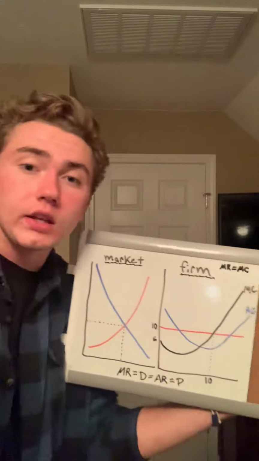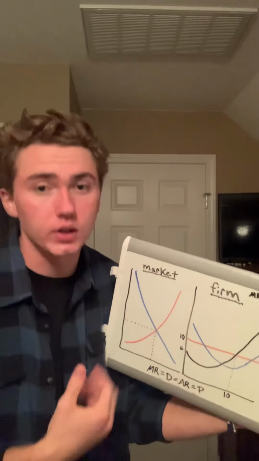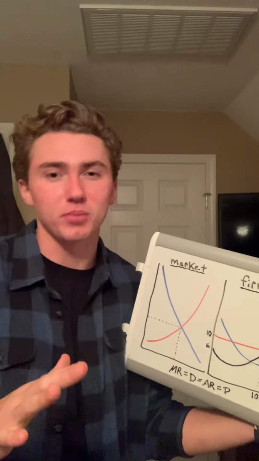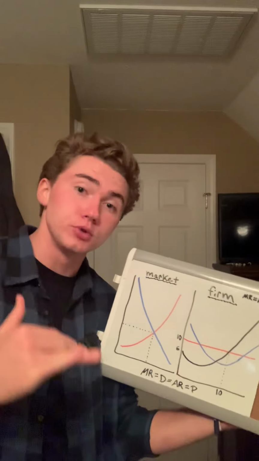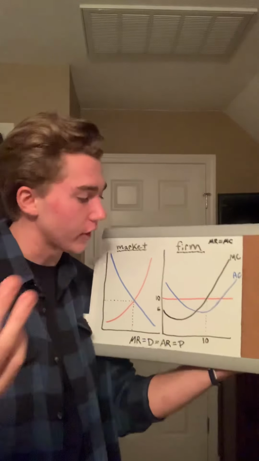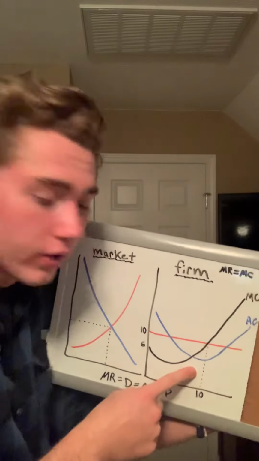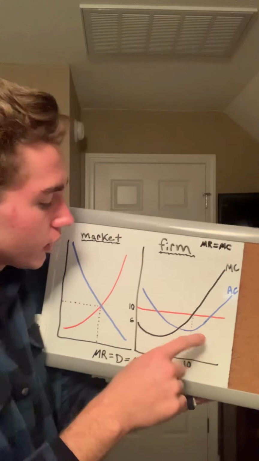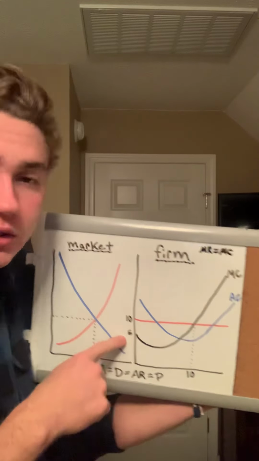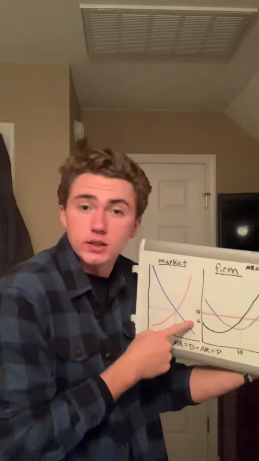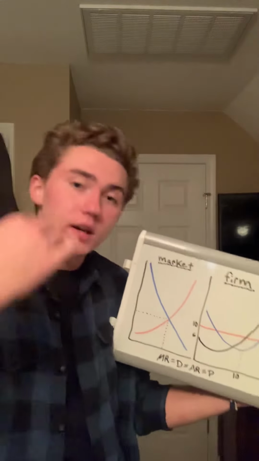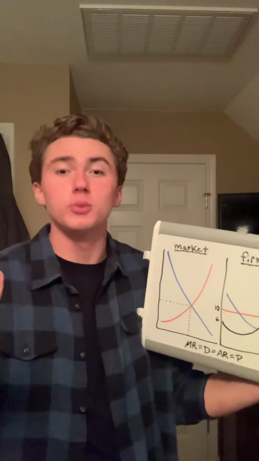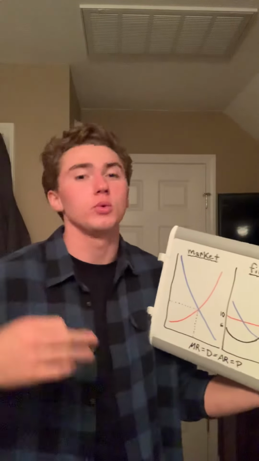Now, the price is also going to be at 10. So if you want to find the total revenue, you do 10 times 10, which gives you 100. But wait, that's not the profit. That's just the revenue. To figure out the real profit, you have to subtract the cost. To find the cost, you look at the average cost curve right here and see where it crosses the quantity, which I just eyeballed. It looks like it's about maybe 6. So let's say it is 6. Then you do 6 times 10, which gives you 60. Then you subtract 60 from 100, which leaves you with 40. So 40 is going to be the actual profit.